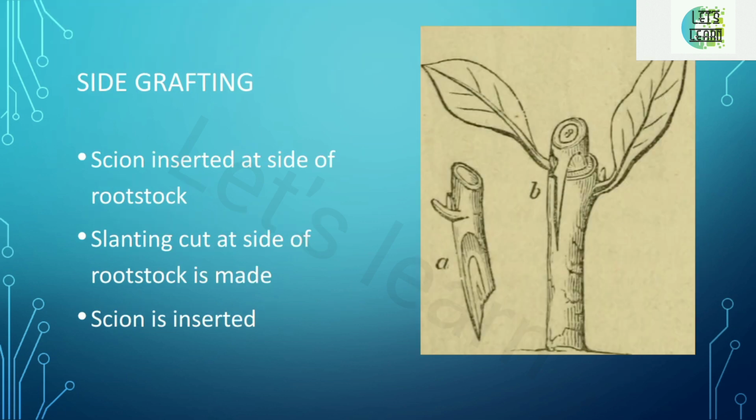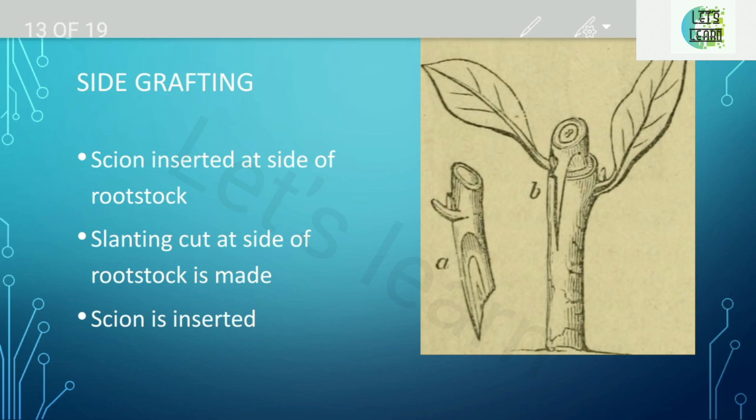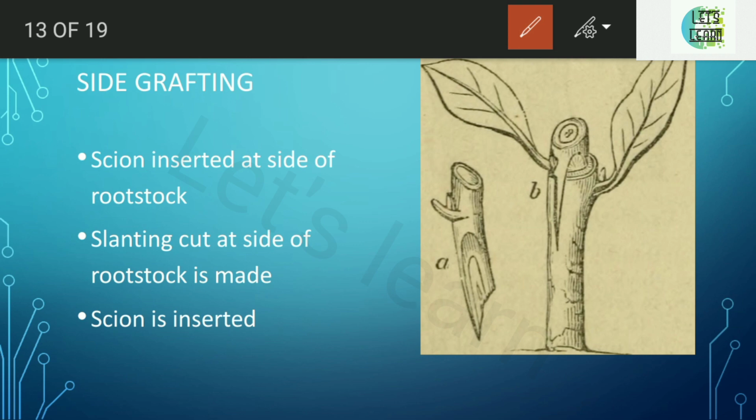Okay. Next is side grafting. What is side grafting? The scion will be inserted at the side of the rootstock. So this is the rootstock. Here a slanting cut will be given on the rootstock. In the slanting cut, this wedge shaped scion will be inserted. Okay, so this process is called side grafting. The scion is inserted at the side of the rootstock; a slanting cut at the side of the rootstock will be made. After that the scion will be inserted.